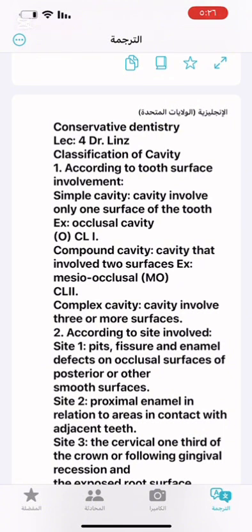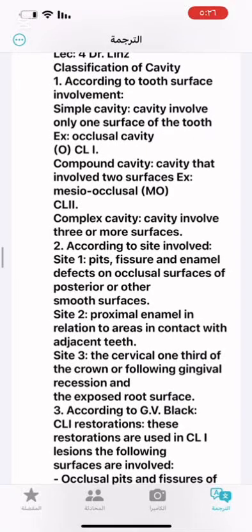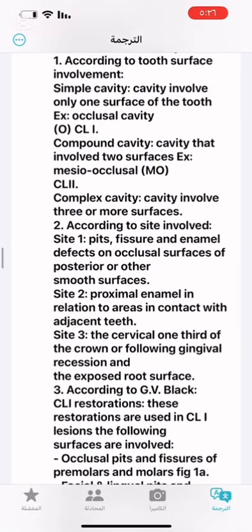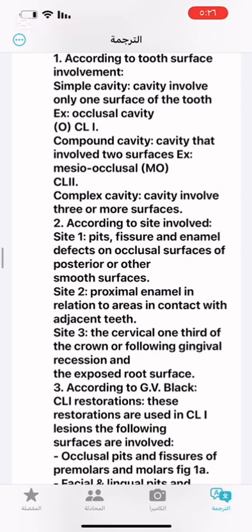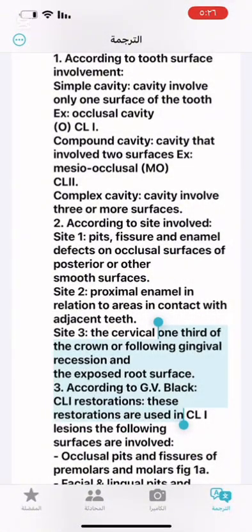Site 1: pits, fissures and enamel defects on occlusal surfaces of posterior teeth or other smooth surfaces. Site 2: proximal enamel in relation to areas in contact with adjacent teeth.